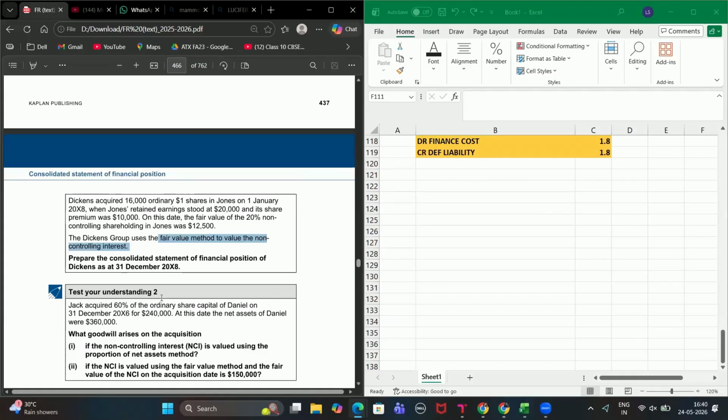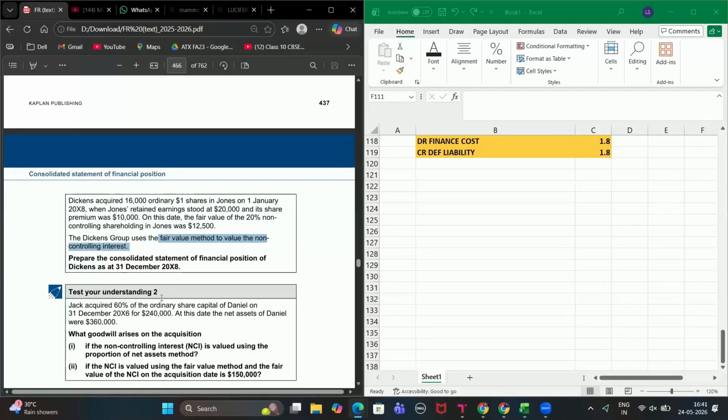I taught you this yesterday. I want everyone's response, those who attended my class yesterday. Will we recognize it fully? No, guys, no. We won't recognize it fully in a fair value model. We will split that impairment into two.